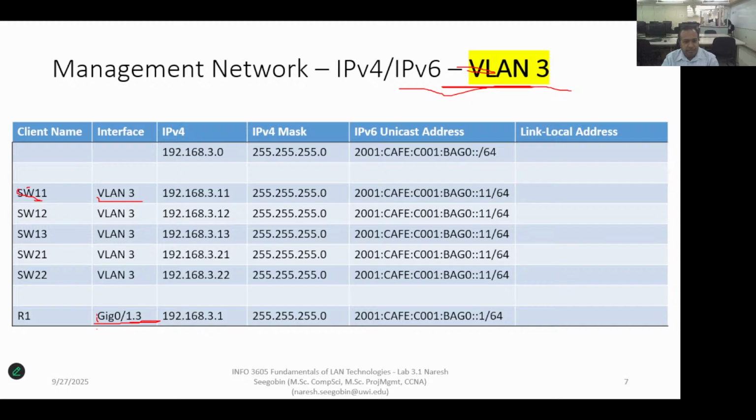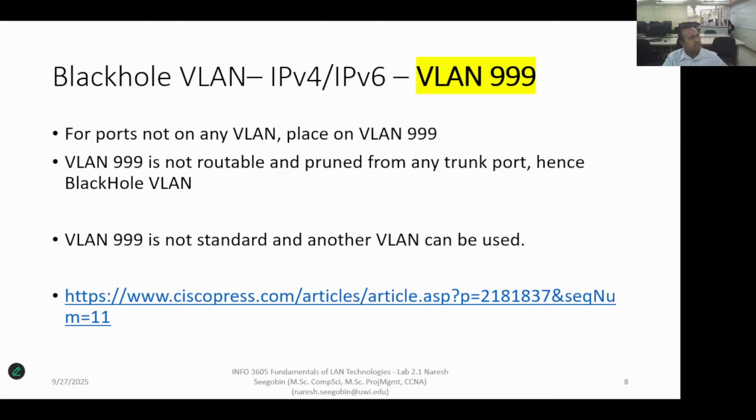I'll explain something here for you. I'm going to call it the black hole VLAN, and in this case it is VLAN 999 in this design, right? For ports not on any VLAN, you place them on VLAN 999. It's not routable and not allowed on any trunk port, right? Hence, black hole. So that is more for our design.